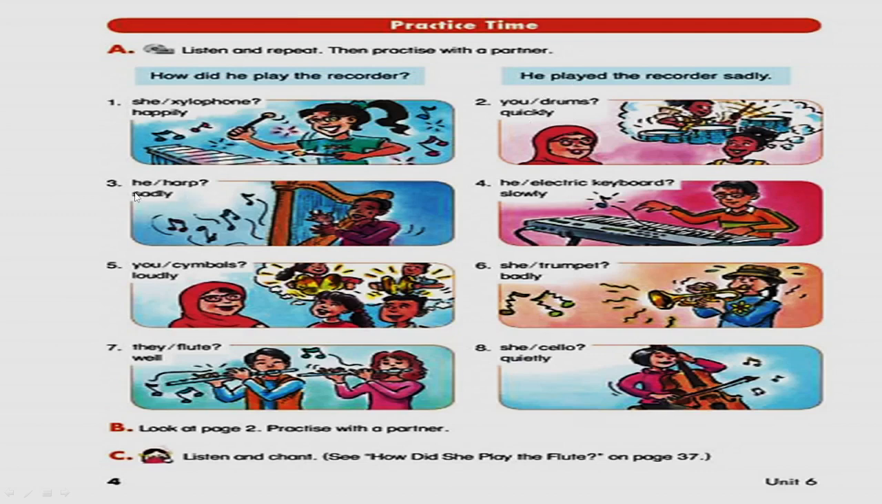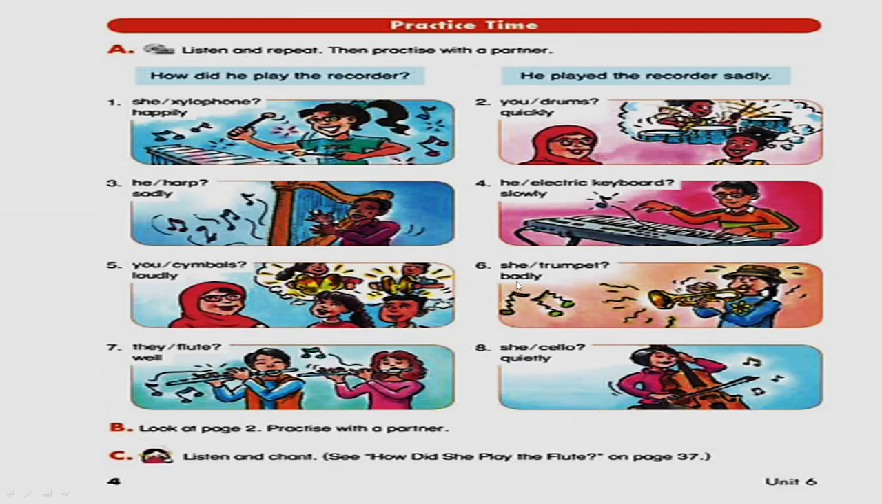And how did he play the harp? So the answer is going to be, he played the harp sadly. How did he play the electric keyboard? He played the electric keyboard slowly. How did you play cymbals? Here we have two people, so the answer will start with we, not I, because you here refers to plural. We played the cymbals loudly.